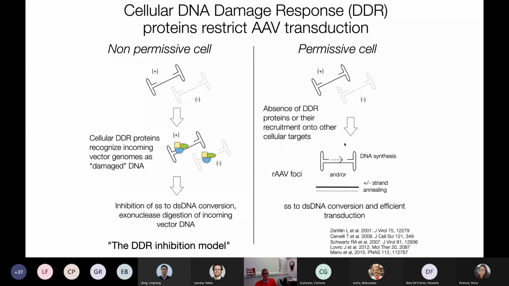This led us to a model by which AAV, when it enters the cells, is recognized by the DNA damage response proteins and gets inactivated. These proteins are very active in all replicating cells, but they disappear from cardiomyocytes because the cells exit this cycle.